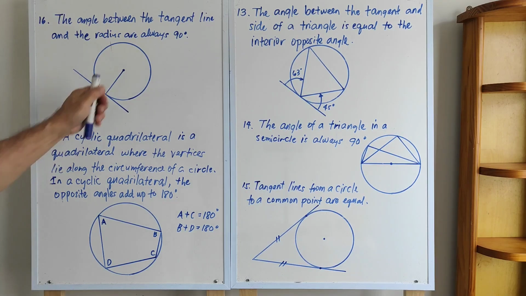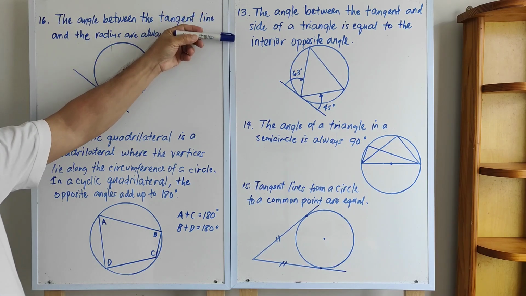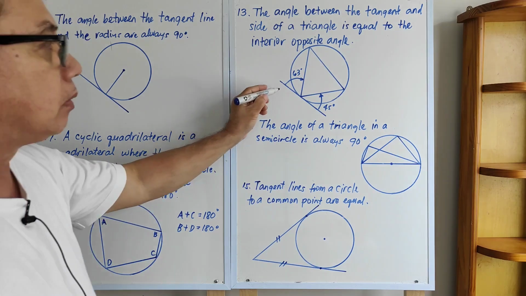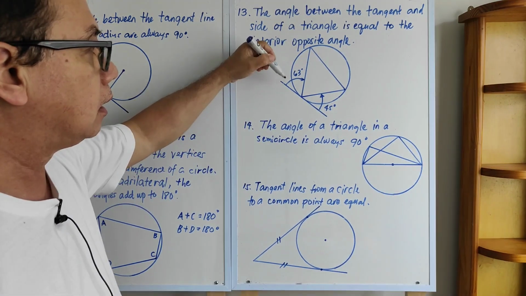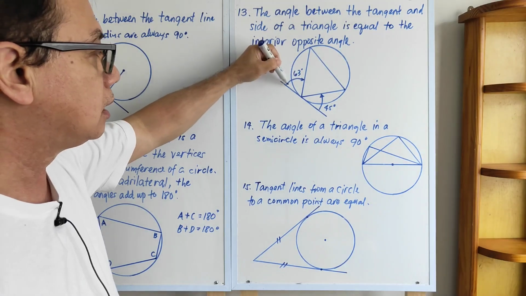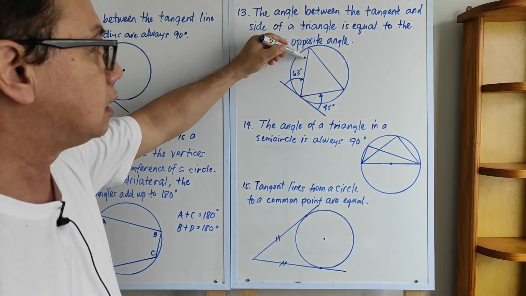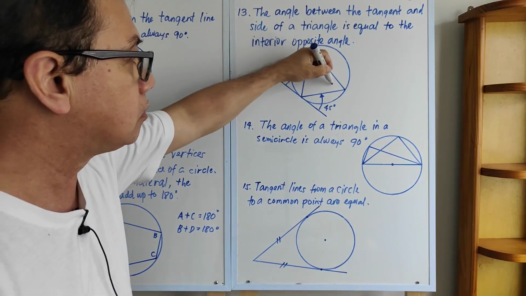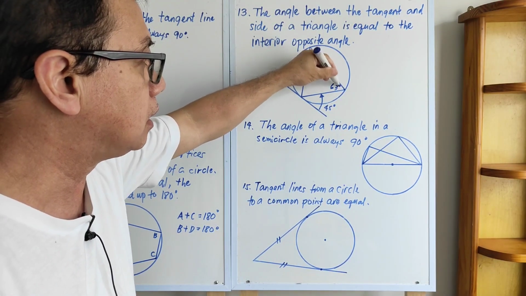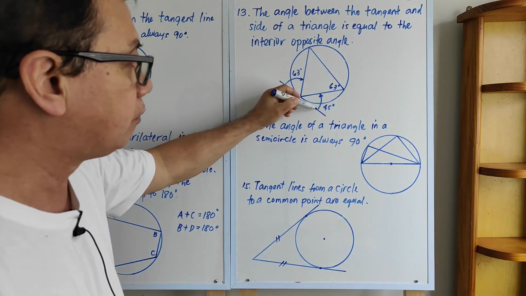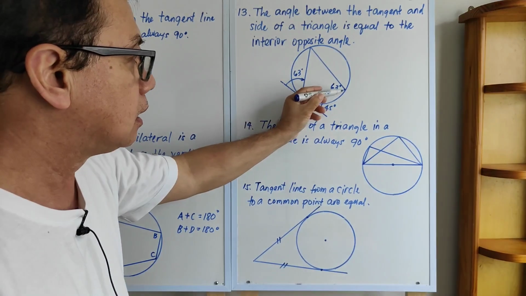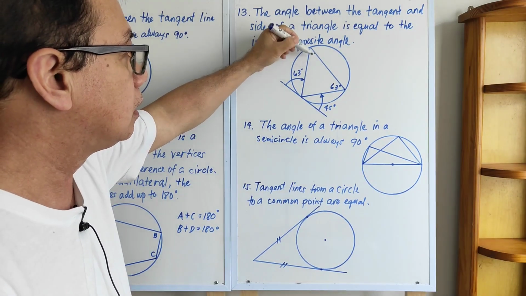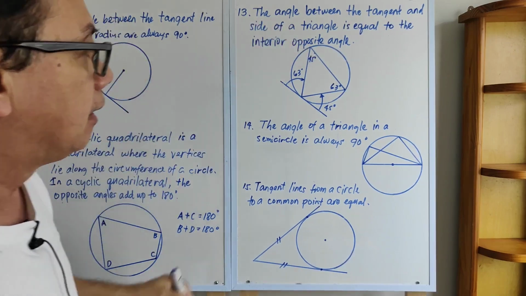Number 13, the angle between the tangent and the side of a triangle is equal to the interior opposite angle. For example, if we have a tangent line and this angle is 60 degrees, this angle, which is opposite this line segment, would also be 60 degrees. And if this is 45 degrees, the angle opposite that line segment would also be 45 degrees.